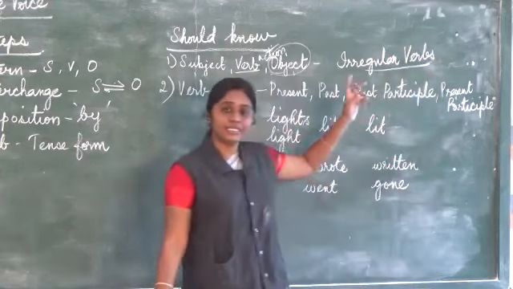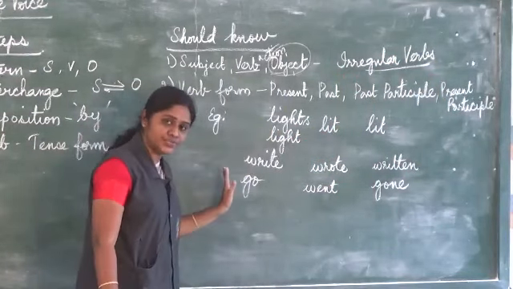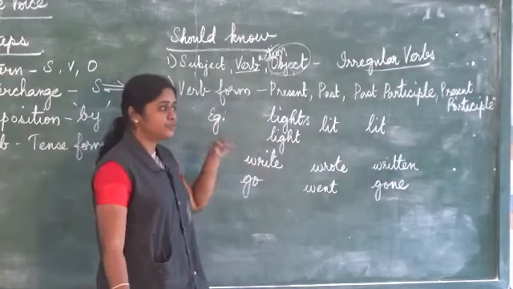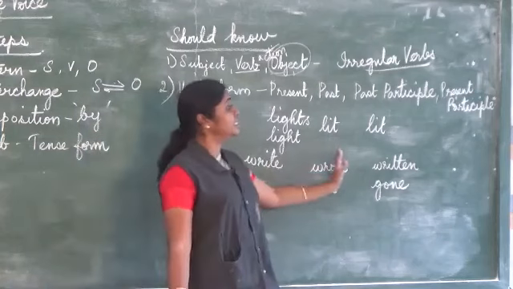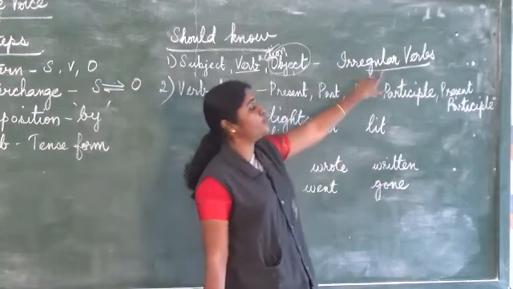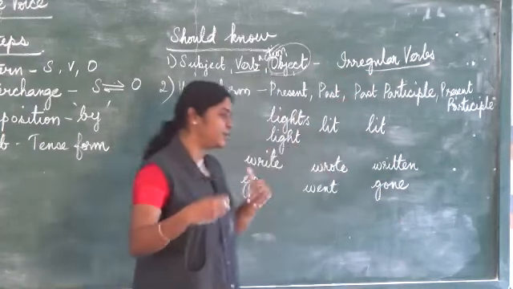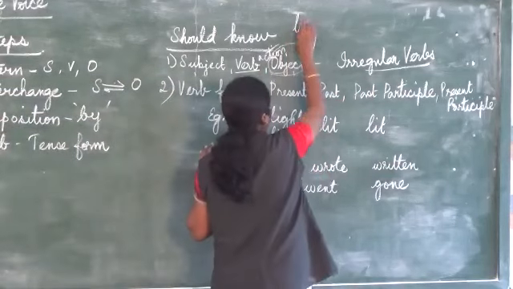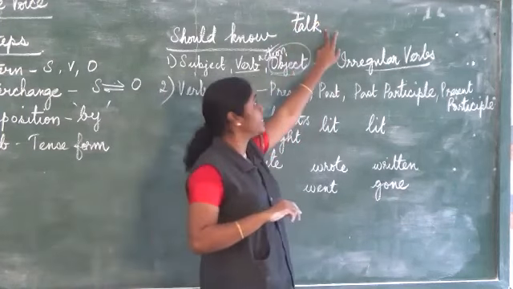Again, what is meant by an irregular verb? All these words are called verbs because they denote action. If a word denoting an action has a different past form and past participle form, then that verb is called an irregular verb. In English you also have certain verbs like talk.